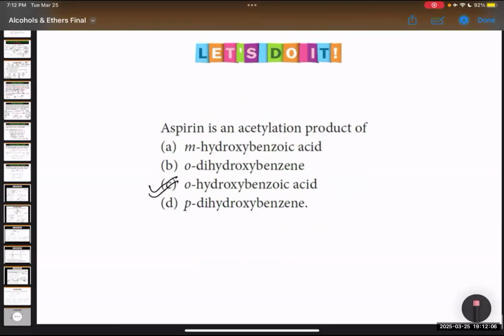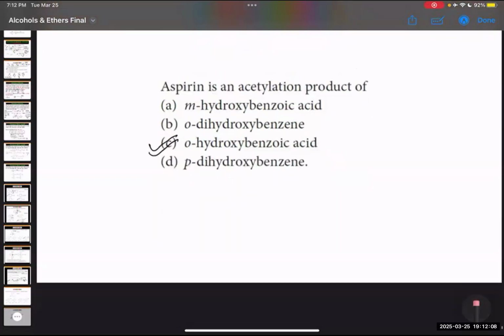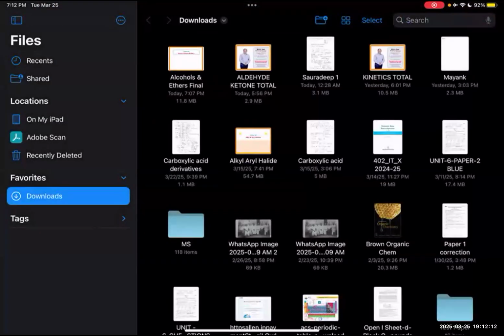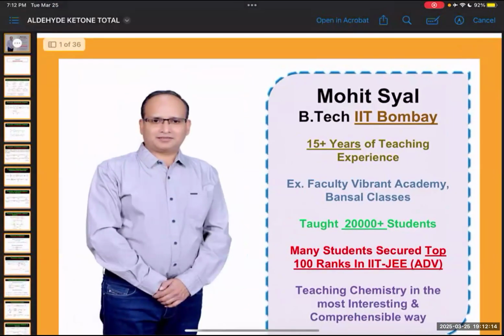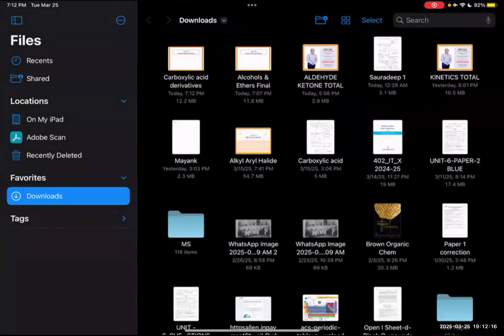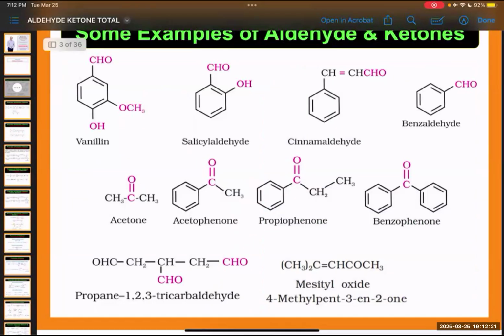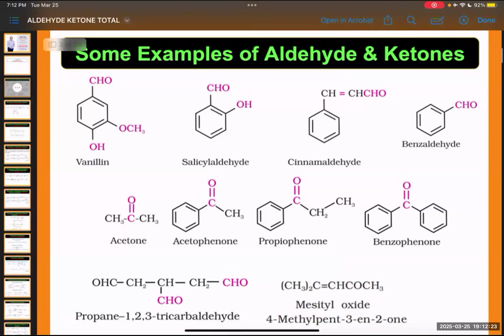Let's move on to the next chapter, aldehydes and ketones. So we will move to the preparation of aldehydes and ketones. These are some common examples of aldehydes and ketones from your NCERT book. It is very important to know their common names as well as their IUPAC names.